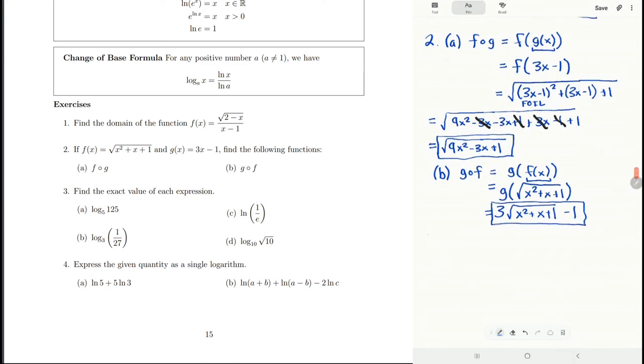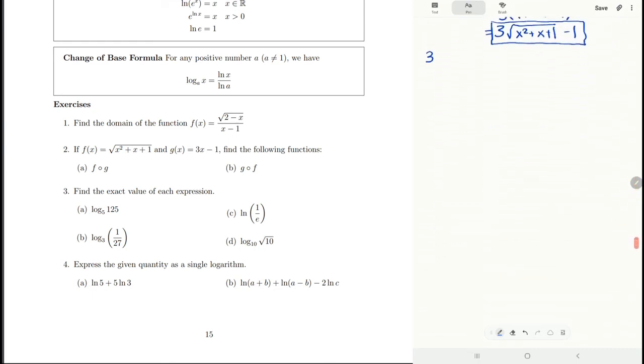So for number 3, we're going to look at evaluating logarithms. So for the first one, we have log base 5 of 125. Okay, so we can write this equivalently in exponential form. So if we call this number x, then what we can do to solve for this logarithm is write it so that we have 5 to the power of x is equal to 125.